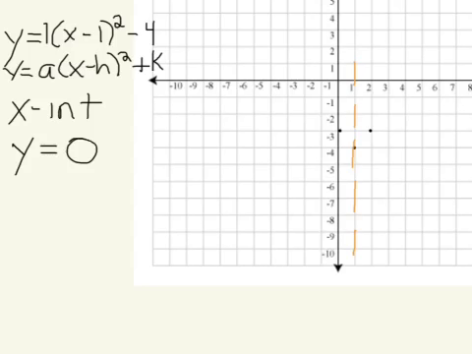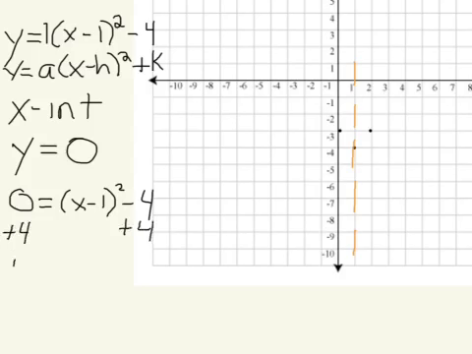We know this is going to have some because it's opening upwards, so somewhere over here we think it's going to cross through the x-axis. We just have to figure out exactly where. So I plug in y equals 0 into the original equation. I get 0 equals (x minus 1) squared minus 4. And the easiest way to solve this is actually the square root property. So watch what happens. If I add 4 to both sides, I get 4 equals (x minus 1) squared.